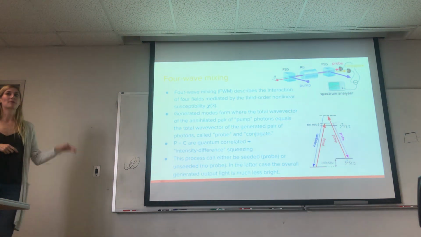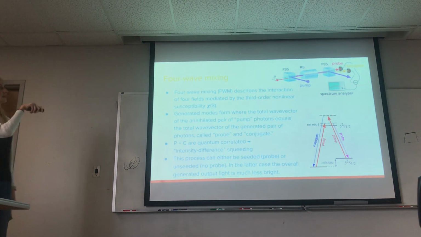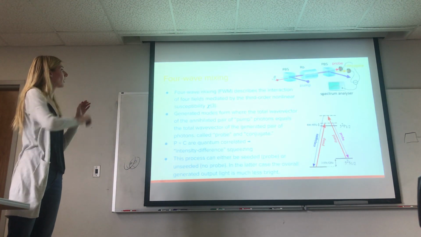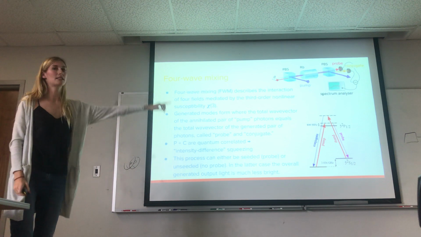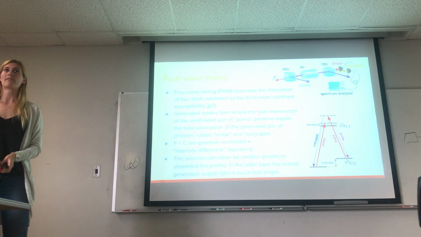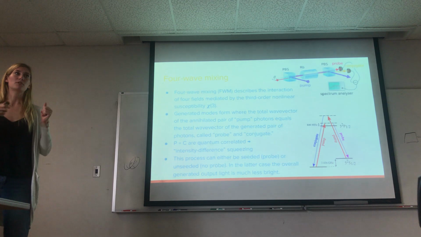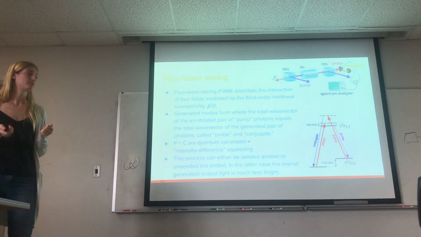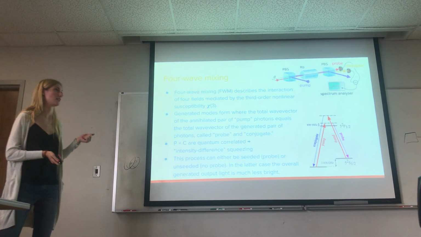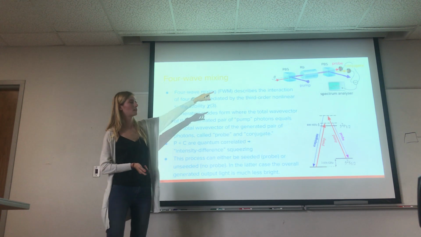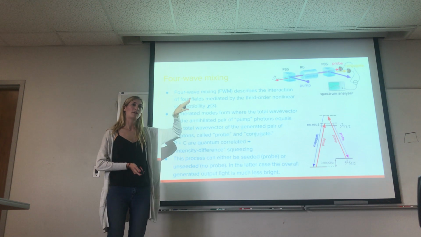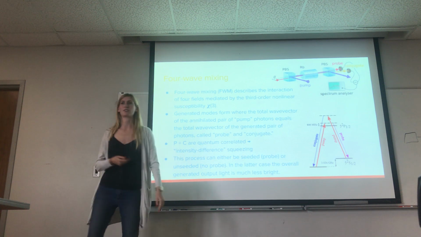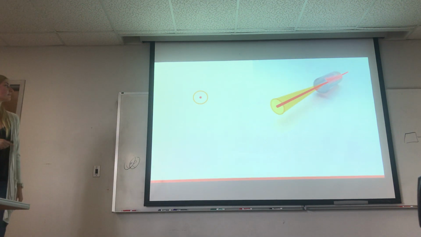This four-wave mixing process can either be seeded, as shown here, with a weak probe beam before the cell, or unseeded. In the unseeded case, the seed is provided by vacuum fluctuations, so the overall output, the overall generated probe and conjugate, is much less bright. There's also, in the unseeded case, no spatial selection. So instead of two beams, we actually get a hollow cone about the pump beam. And I'll show you a picture of that right now.